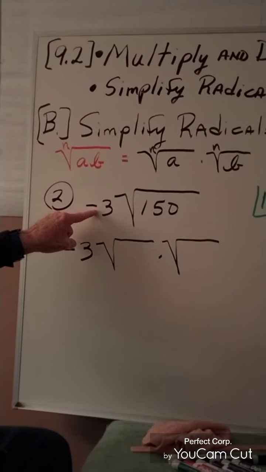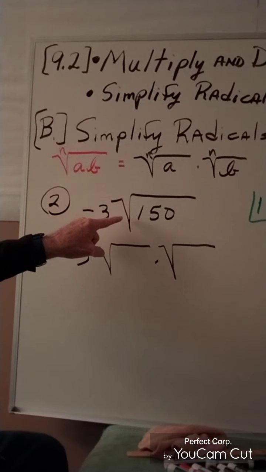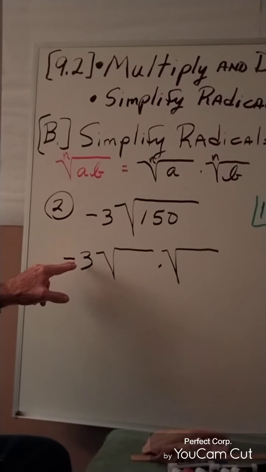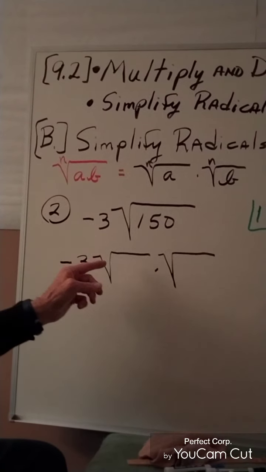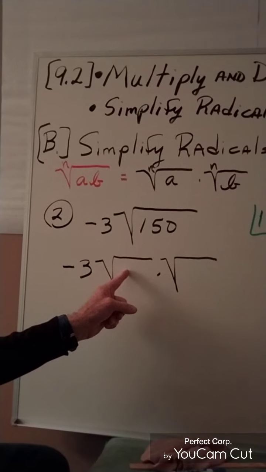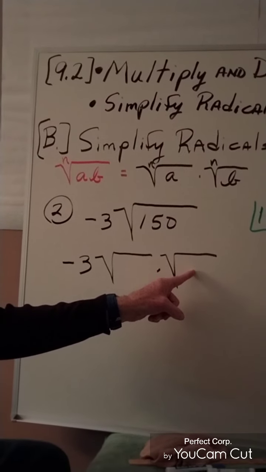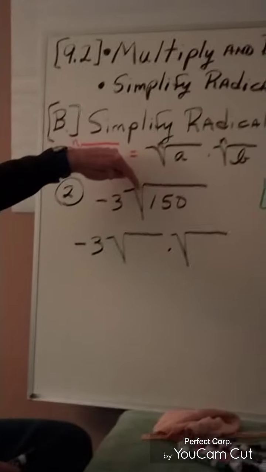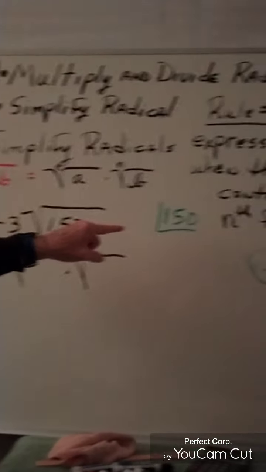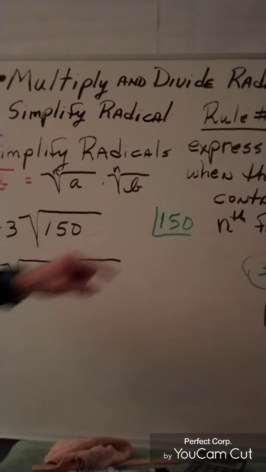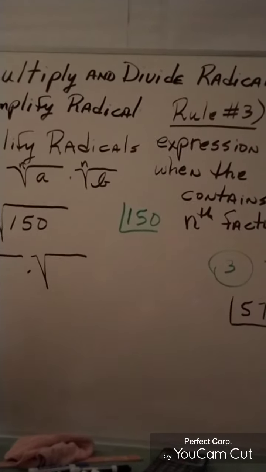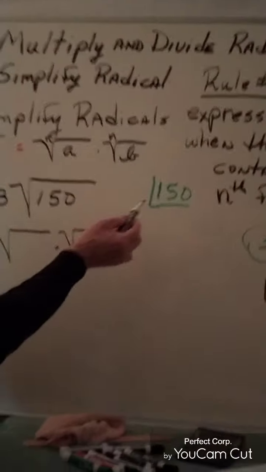Here's our problem. -3 multiplied by the radical of 150. So I brought the -3 down, and I'm getting my A radical ready and my B radical ready, and I'm going right over here to 150. Now keep in mind we're dealing with square root, so we're interested in the largest perfect square factor that 150 would have. So let's bust it down and we'll be able to see what that is.